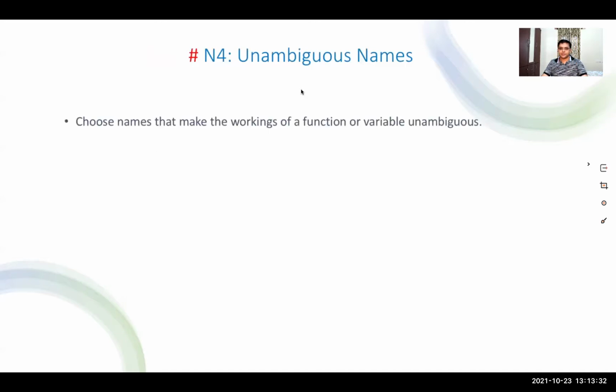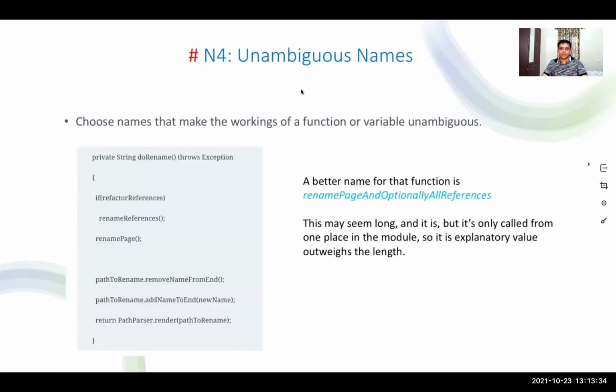Unambiguous names. We look at a lot of things here. If you see the do rename function here, we have a rename page also. So what exactly does this do rename do? There is some kind of ambiguity here. So I can rename it like this so that there is no ambiguity. It says renaming a page and optionally all other references.